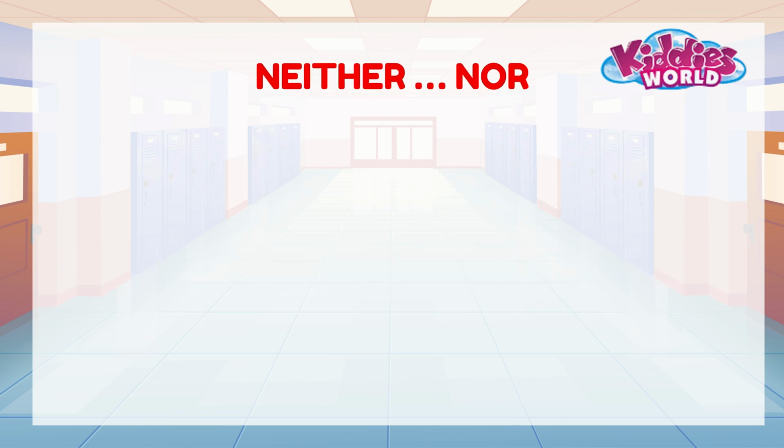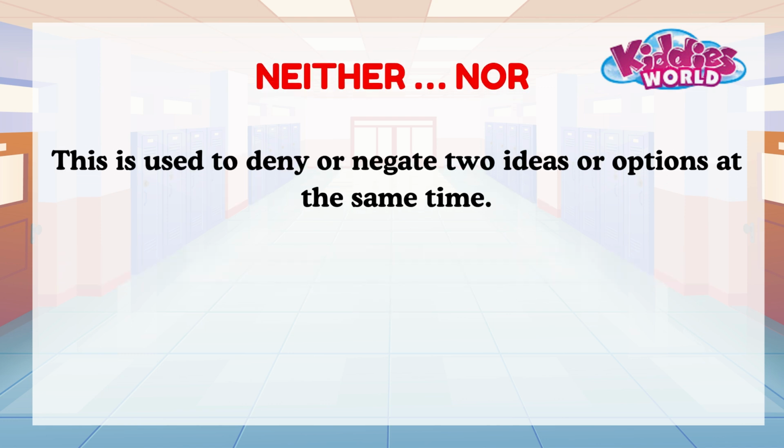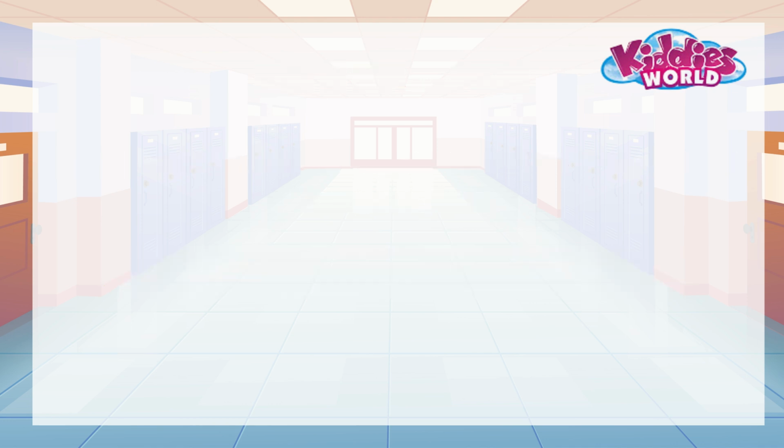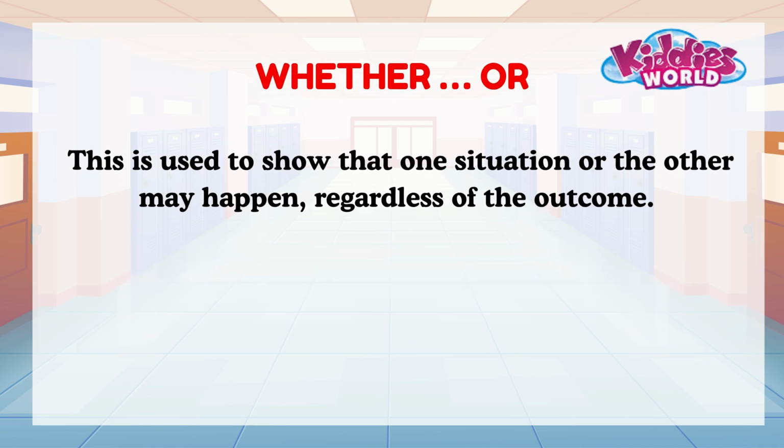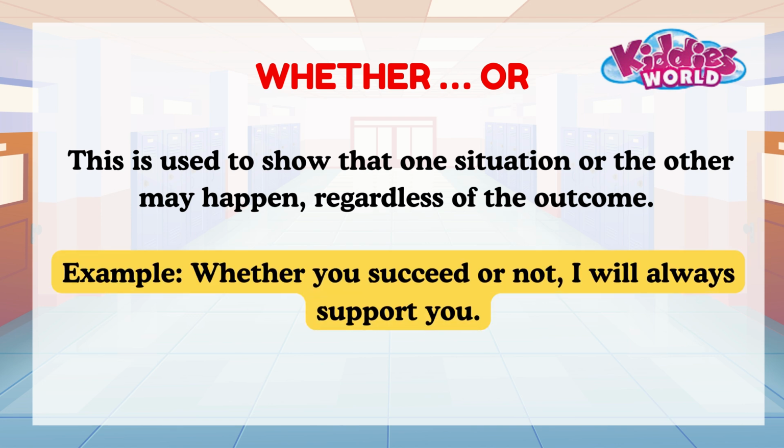Neither nor. This is used to deny or negate two ideas or options at the same time. Look at the example. Whether or. This is used to show that one situation or the other may happen regardless of the outcome. See the example.